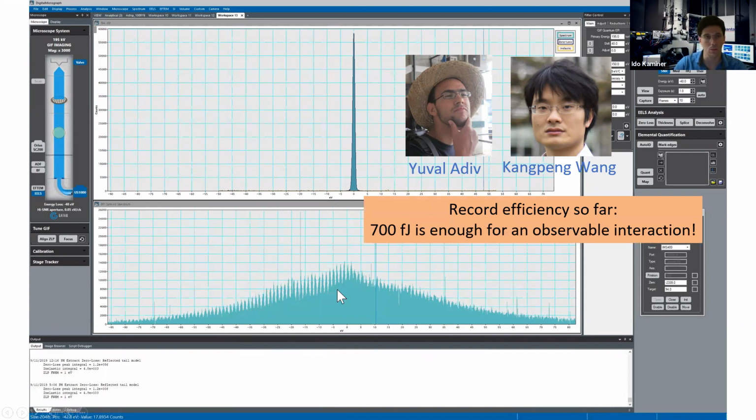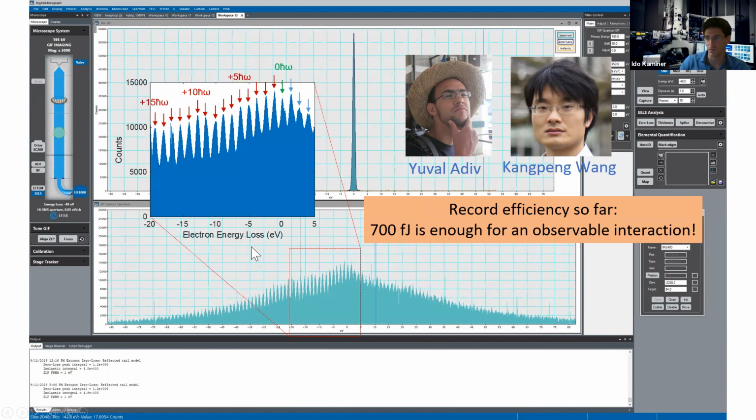And that allows us to make extremely efficient interactions, like 700 femtojoule pulses can already make measurable changes to the electron energy. What is, I think, the most exciting here is that we see the discrete quantum nature of that acceleration. And that's something that requires the wave nature description for the electrons.